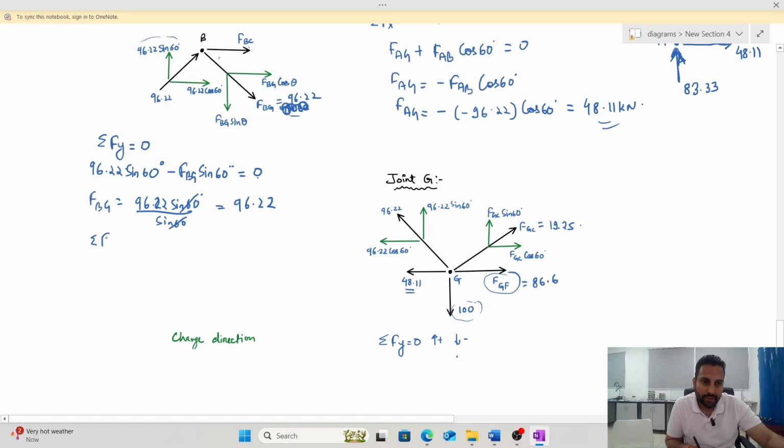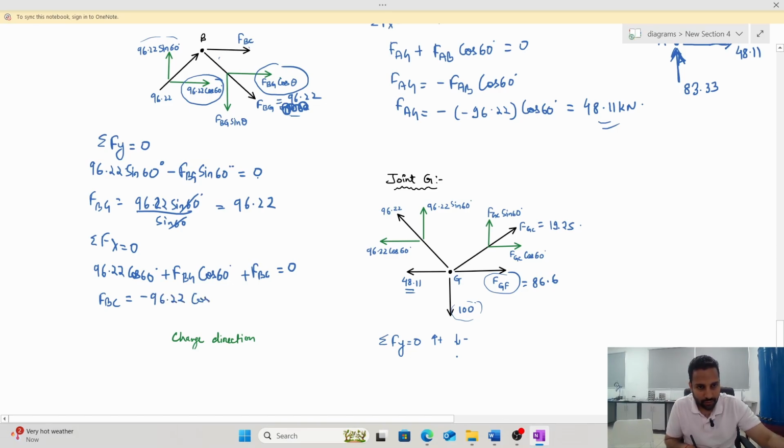Similarly, I can find out summation of forces in x direction equals 0. So in x direction, if you see, I have 96.22 cos 60 here. I am marking it out. So this is in x direction. Also I have this in x direction, that is plus FBG cos 60, and then I have FBC equals 0.